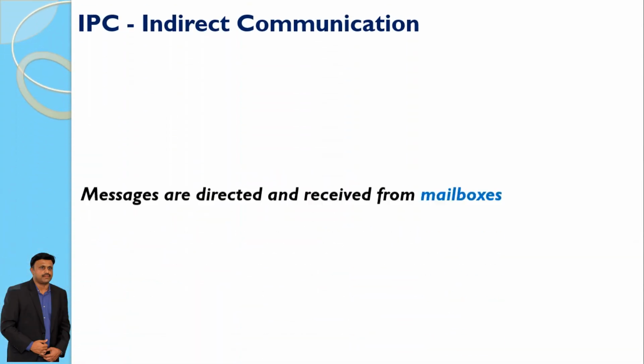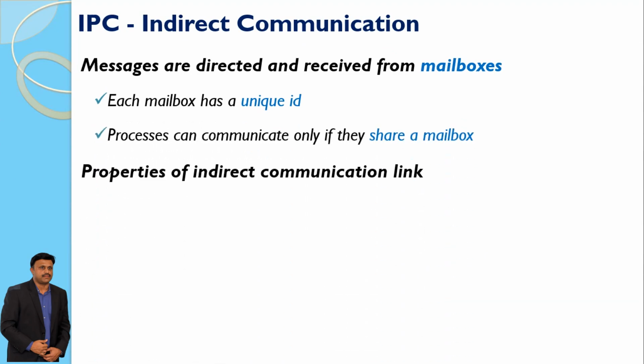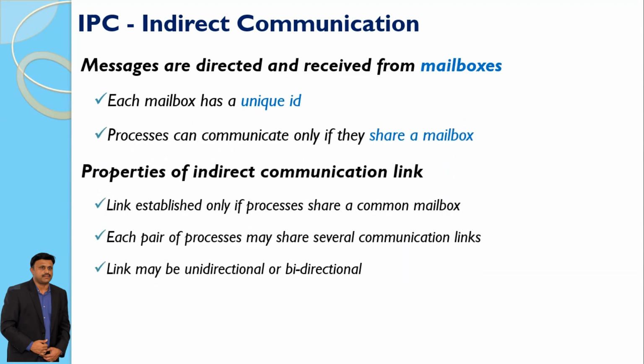In direct communication, processes explicitly name each other to send and receive messages. Links are established automatically, and each pair of processes has a unique communication link.